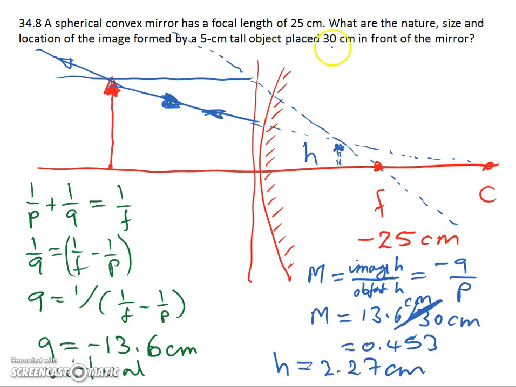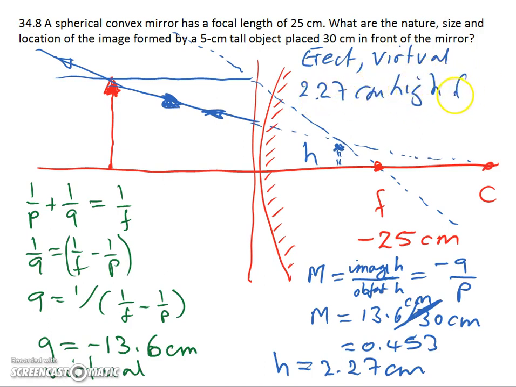Okay, so moving to the top right hand side to actually answer the question, the nature, size and location of the image. It is a so-called erect virtual image, or you can use upright instead of erect if you prefer, which is 2.27 centimeters high, formed 13.6 centimeters behind the mirror.